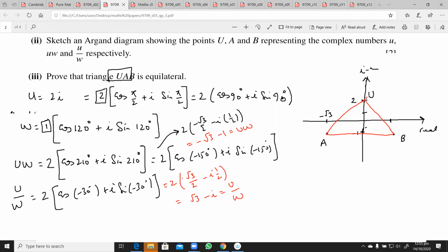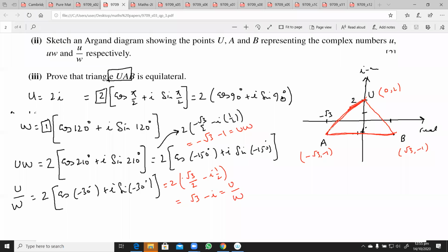The easier way is you can apply all your coordinate geometry rules onto these complex numbers. You can take this point as (0, 2), this point as (root 3, minus 1), and this point as (minus root 3, minus 1). And you can show that the distance AB is equal to distance BU, that is equal to distance AU. Now that is for the general public. The mediocres would do that.